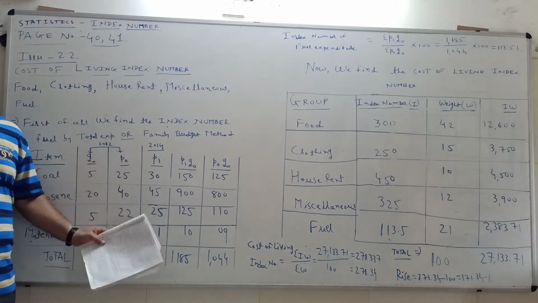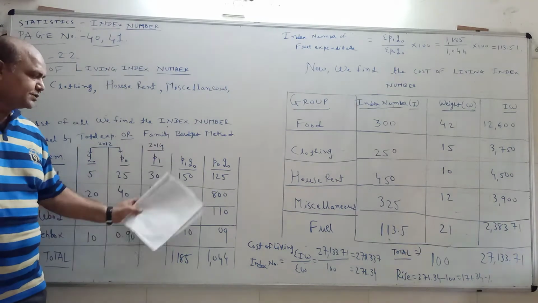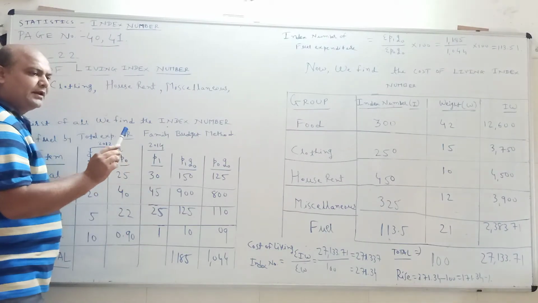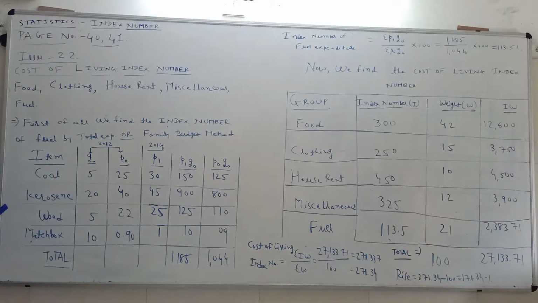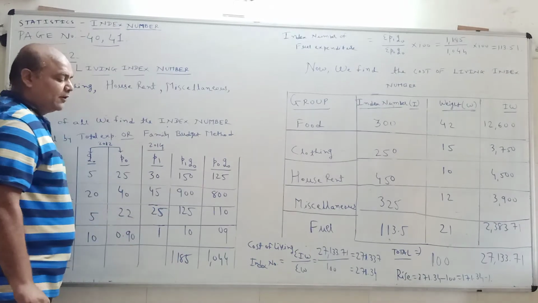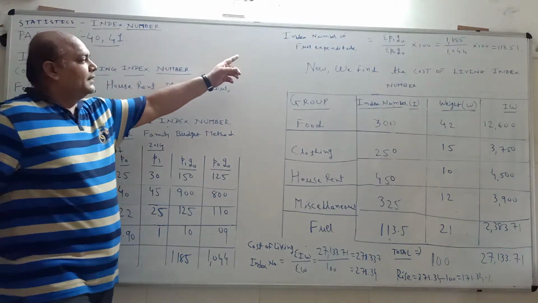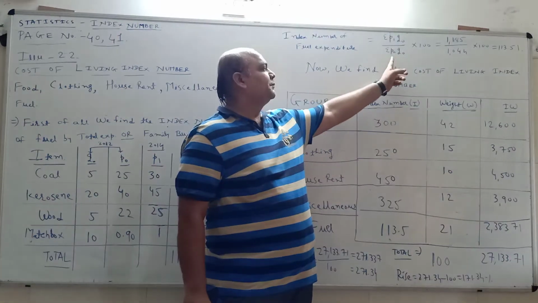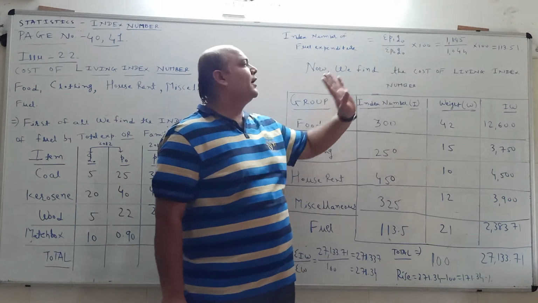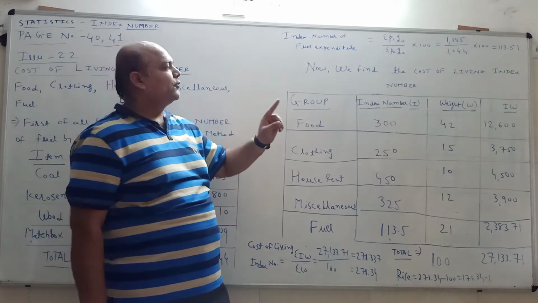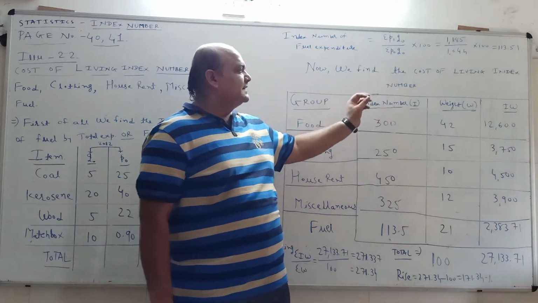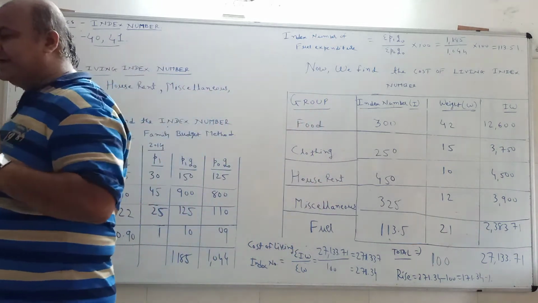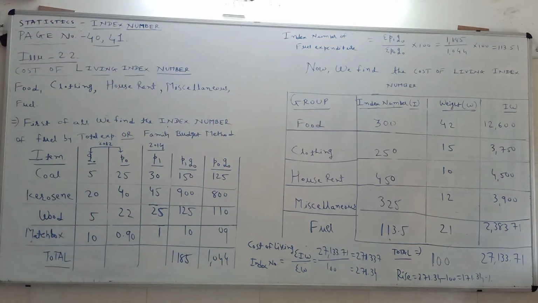After that, we have to do the total of both the columns, that is P1 Q0 and P0 Q0. The total of P1 Q0 is 1185 and total of P0 Q0 is 1044. Now we apply this total into the formula. Index number of fuel expenditure equals sigma P1 Q0 upon sigma P0 Q0 into 100. 1185 upon 1044 into 100 is equal to 113.51. So students, we find the index number of fuel.